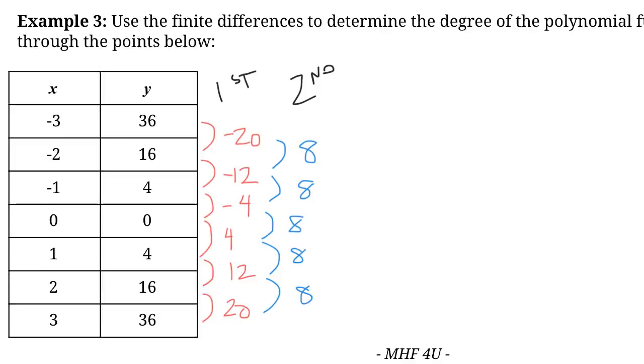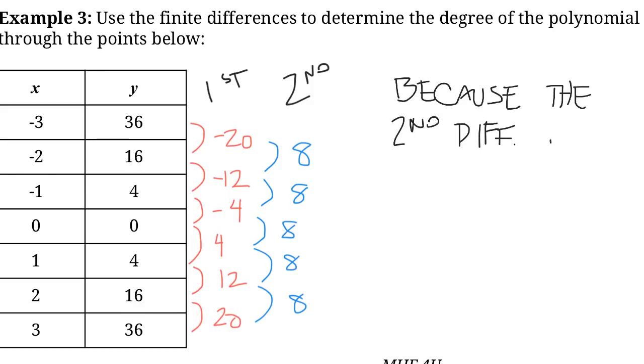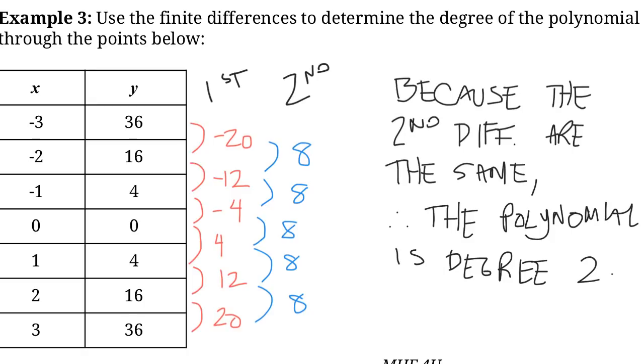So let's write that. I'm just going to write the whole thing: the second differences are the same, therefore, the polynomial must be degree 2. So that means it's quadratic, essentially.